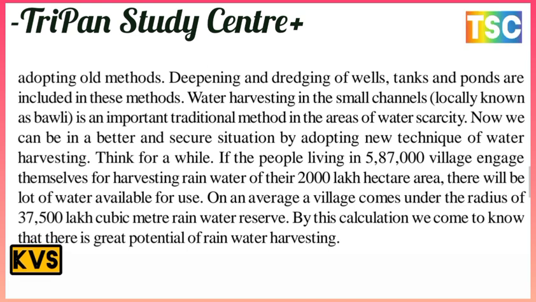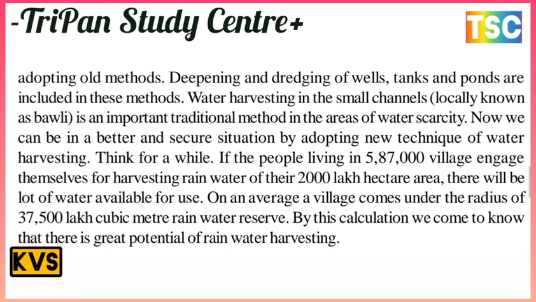Think, if the people living in 5,87,000 villages engage themselves in harvesting rainwater, for there is a 2,000 lakh hectare area, there will be a lot of water available for use. On average, a village comes under the radius of 37,500 lakh cubic meters of rainwater reserve. By this calculation, we come to know that there is a great potential for rainwater harvesting.